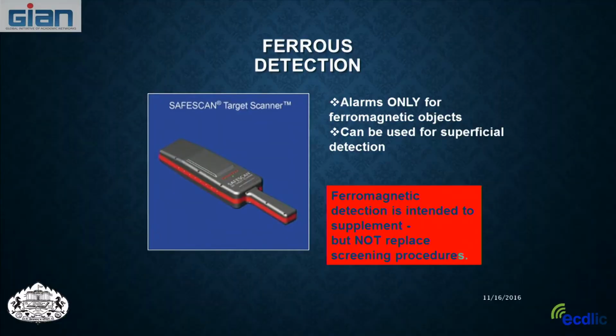So to avoid this missile effect or these attractions to the metal, we also have what's called a safe scan. We can run this up and down the patient's body, and if they have ferrous metal in their body, it alarms. This is probably similar to what they use when they're checking you out at the airport. It's intended to supplement, not replace, a screening procedure.